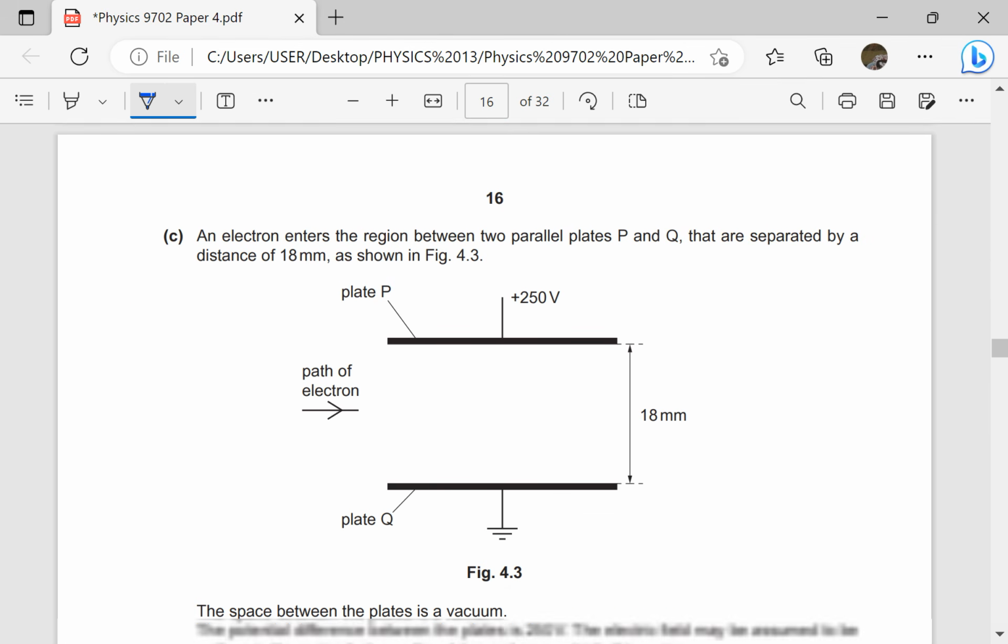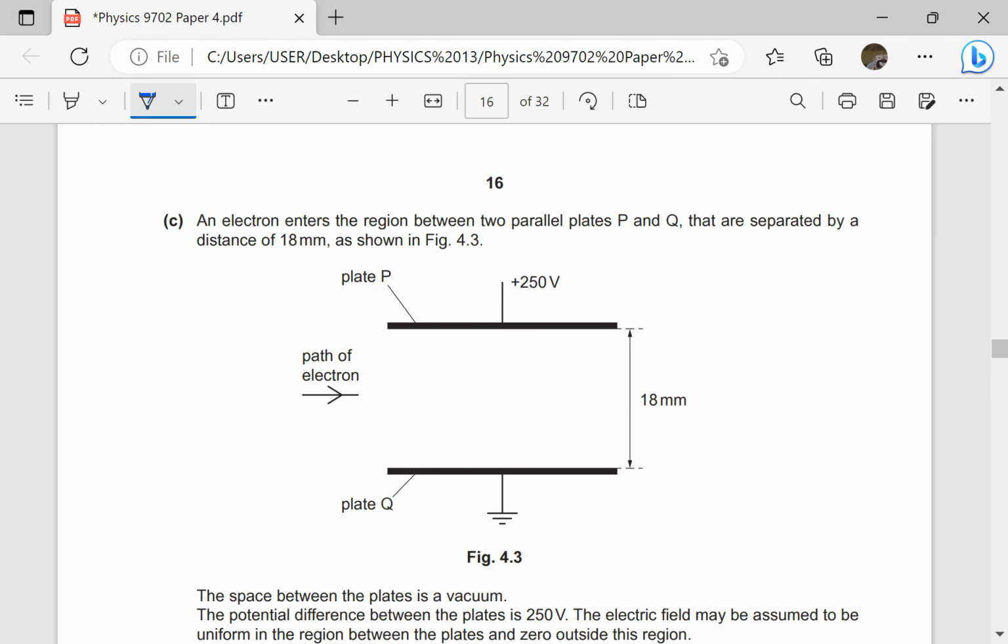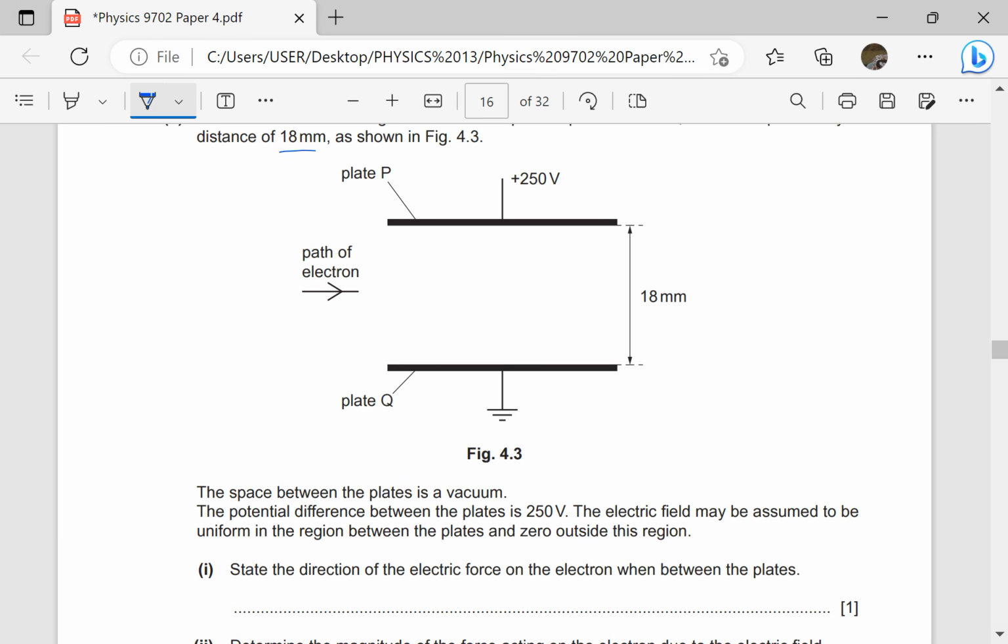An electron enters the region between the two parallel plates P and Q that are separated by a distance 18 millimeters as shown. The space between the plates is a vacuum. Potential difference is 250 volts. The electric field may be assumed to be uniform. If it is uniform, then we know that for a uniform field, electric field strength is force per unit positive charge, which is going to be potential difference divided by the separation of the plates.